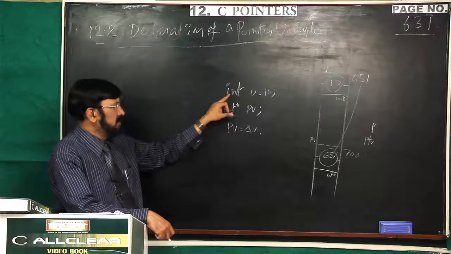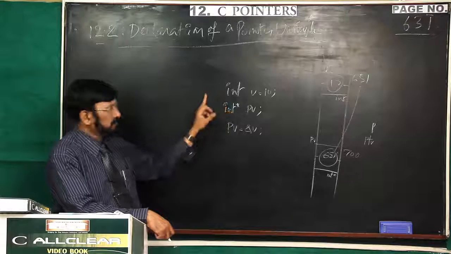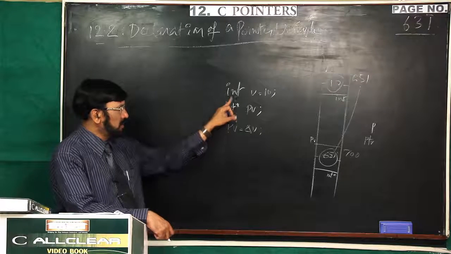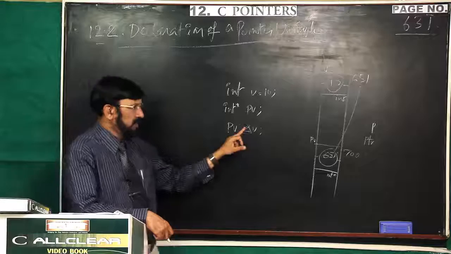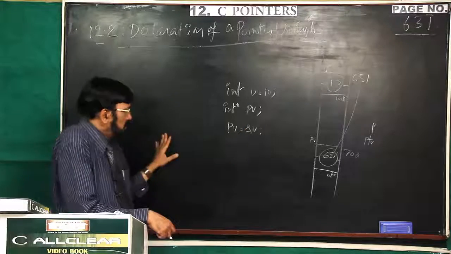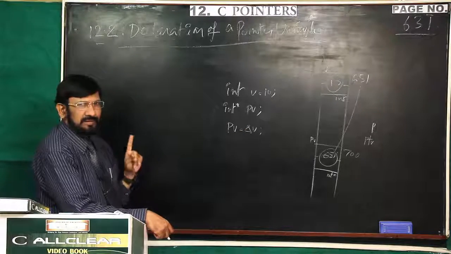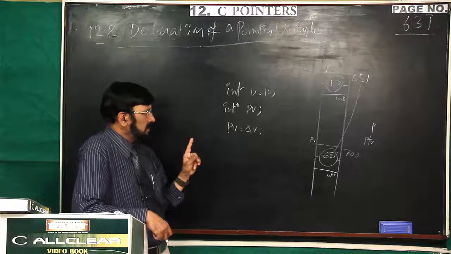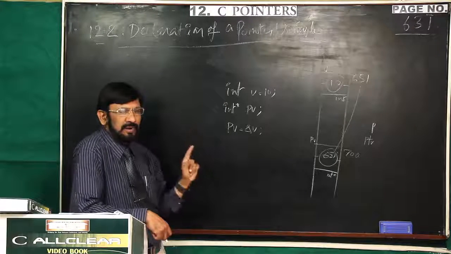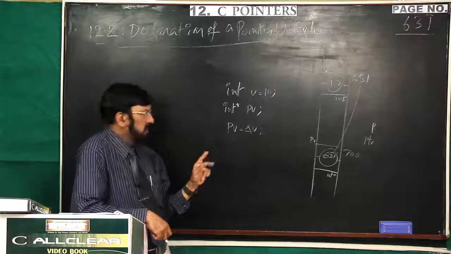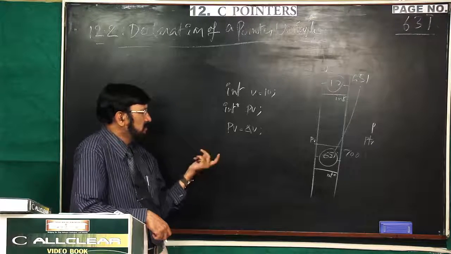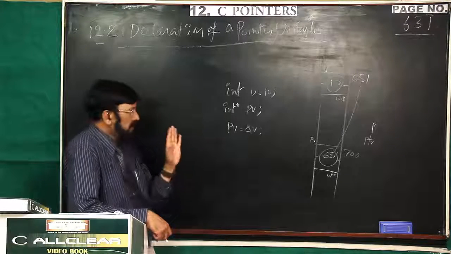These are in 3 lines: declaring an ordinary variable, declaring a pointer variable of the same type, and initializing the pointer variable. Actually, for the sake of clarity of the concept, I have written these in 3 lines. Some others write in 2 lines, and some others write in 1 line also. That I will also show you.